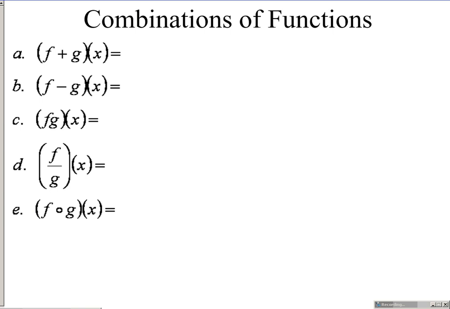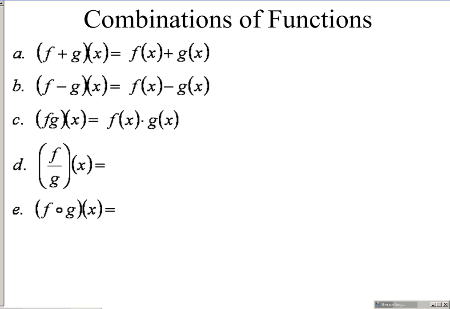So f plus g of x is the same thing as just taking f of x and adding to it g of x. F minus g of x is the same thing as taking f of x and subtracting g of x. F times g of x is the same thing as taking f of x times g of x. And f divided by g of x is the same thing as f of x over g of x.